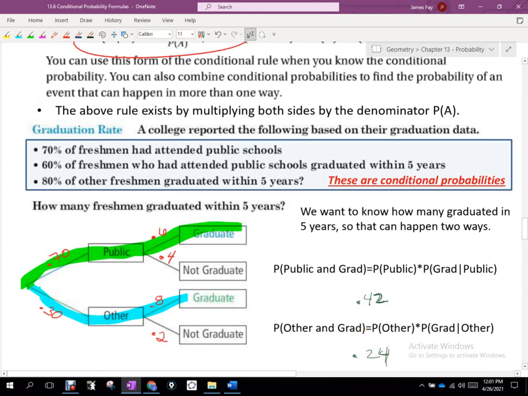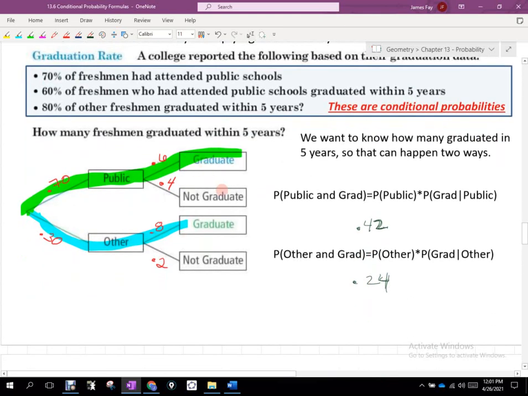Okay. So then how many freshmen total graduated? 66%. And we add those 2 things together. Okay. But think about this. The goal was that they went to public and graduated, because when it says how many freshmen graduated, that means we had to have public students graduate and we had to have other students graduate, right? So if we look at this green branch, it means they had to have both public and graduate.